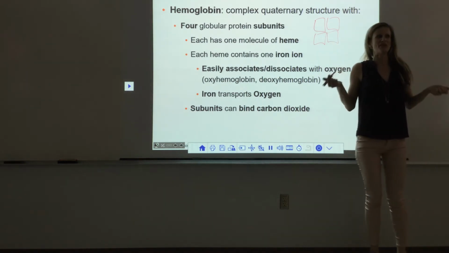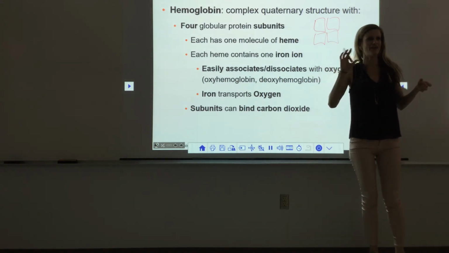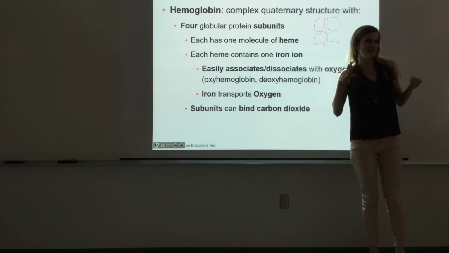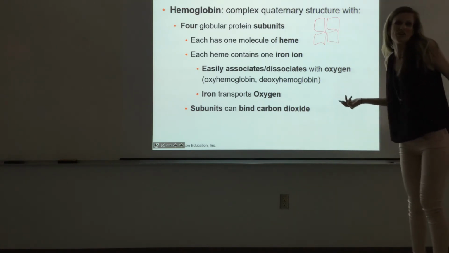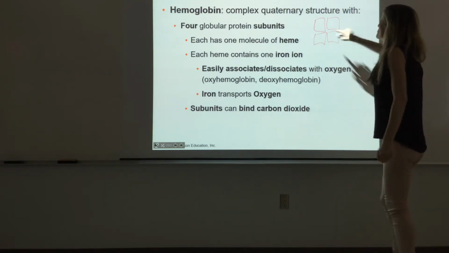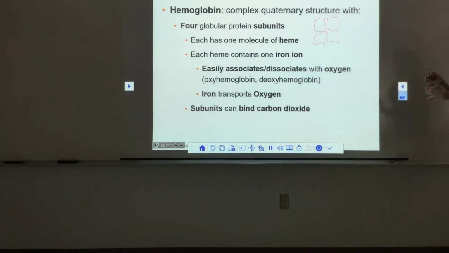I need to research this more, but in children it's 2 alpha and 2 gamma units, and the gamma units convert to beta units as you age. I can't give you any information on why. I'll research that. But we've got 4 protein subunits.